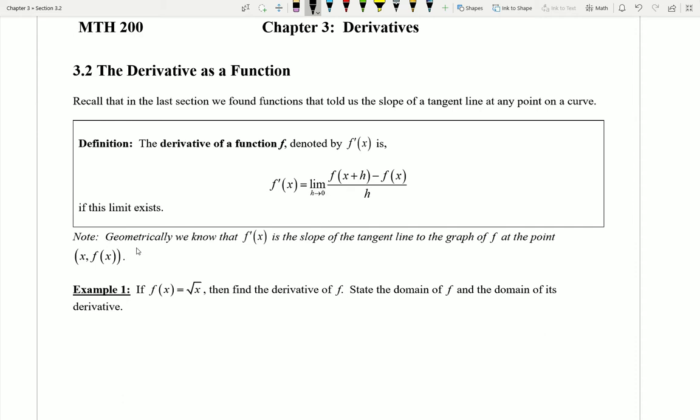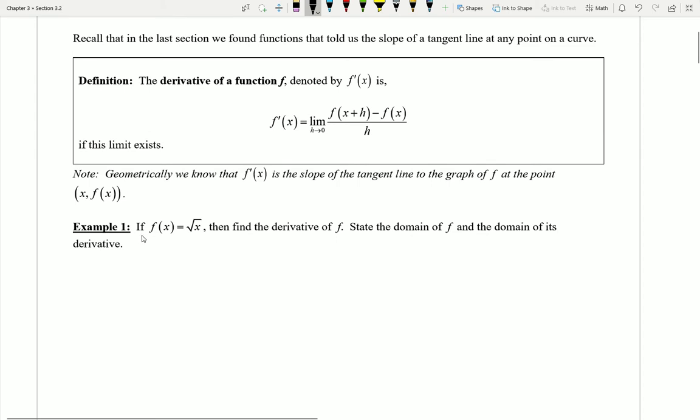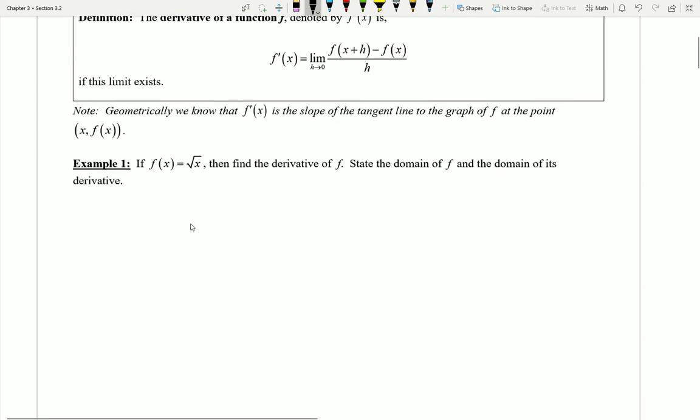So let's take a look and summarize this down here at example number 1. If f of x is, say, the square root function, then can I find the derivative of f? And then I'm going to state the domain of the function f as well as its derivative, which would be denoted f prime. Okay, so I'm going to start showing how exactly we would calculate this. Using the definition, the one in the box up above, we would start calculating f prime of x.